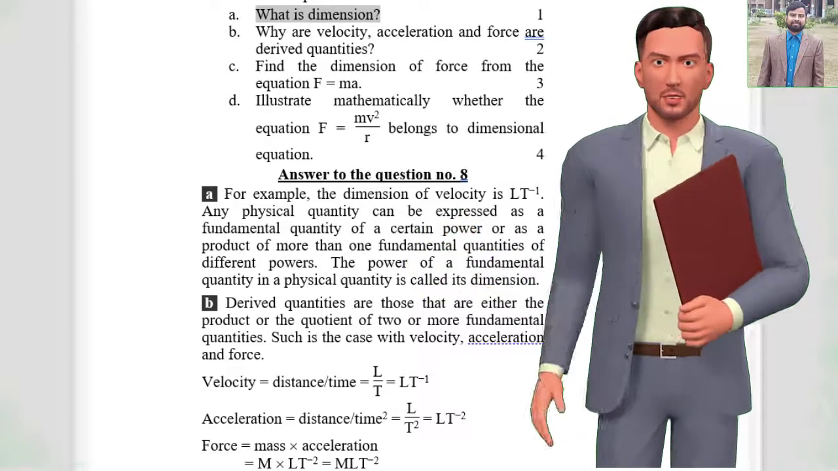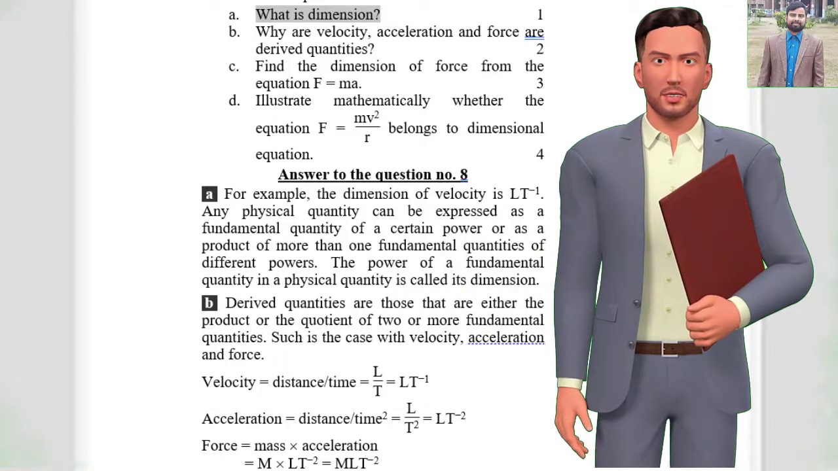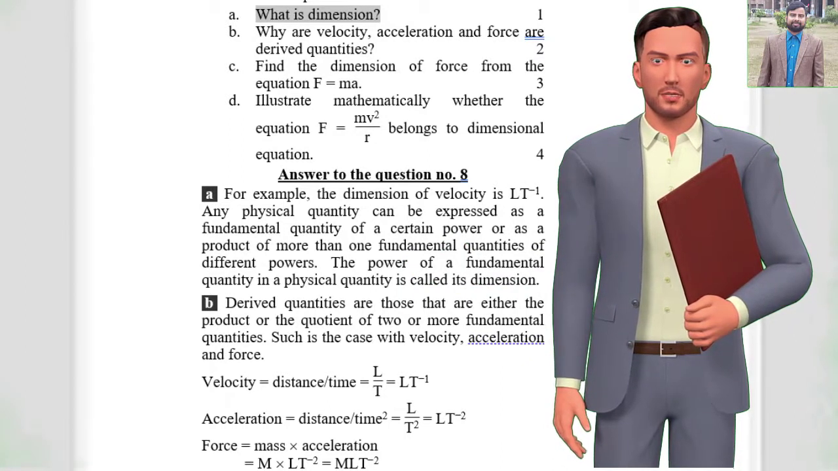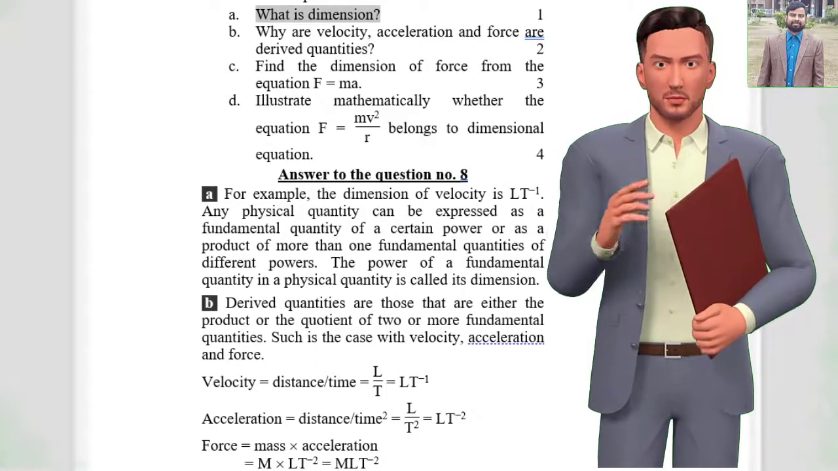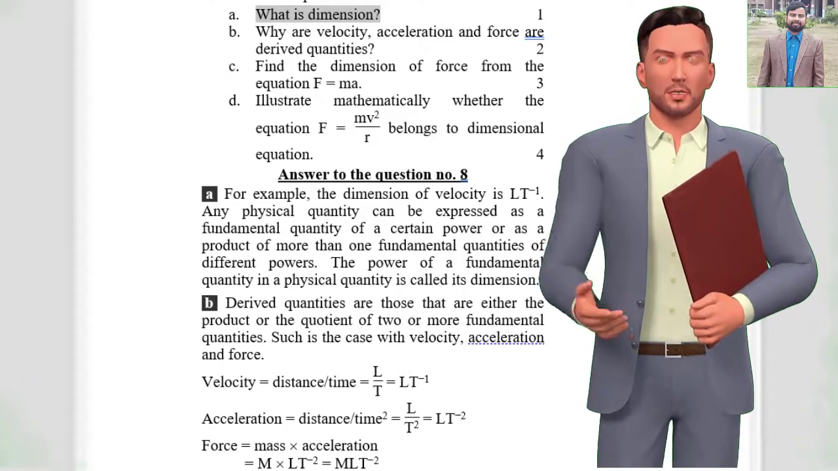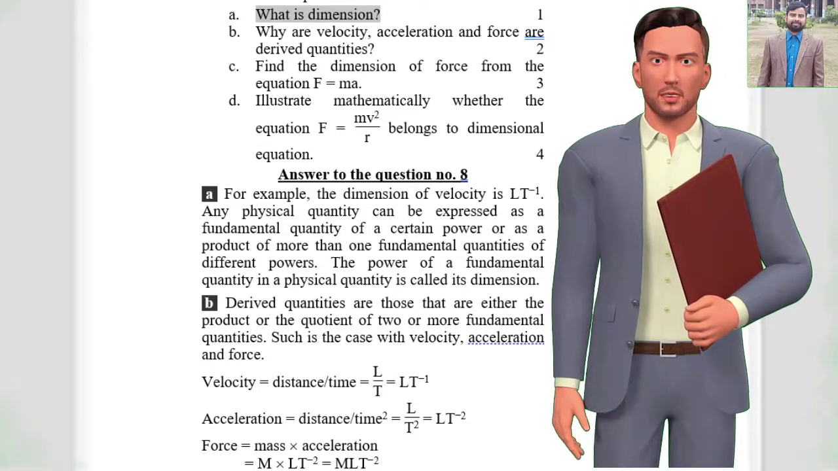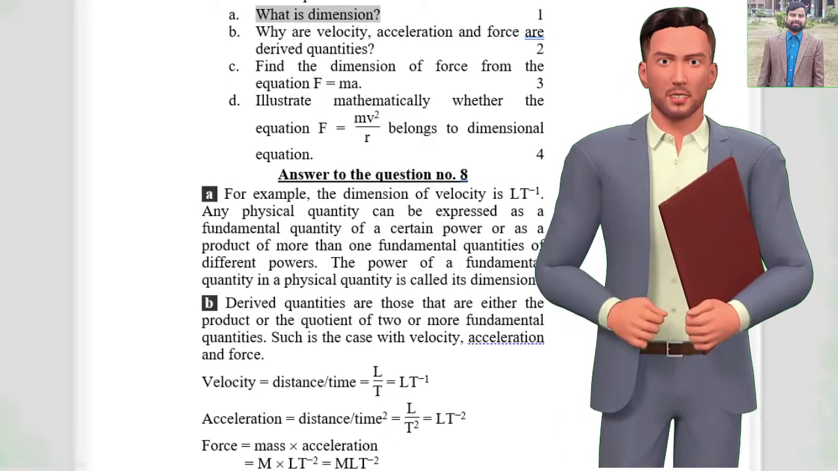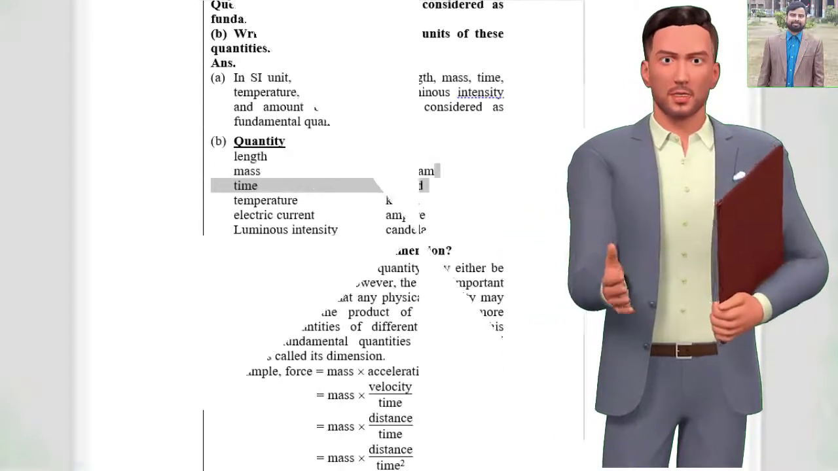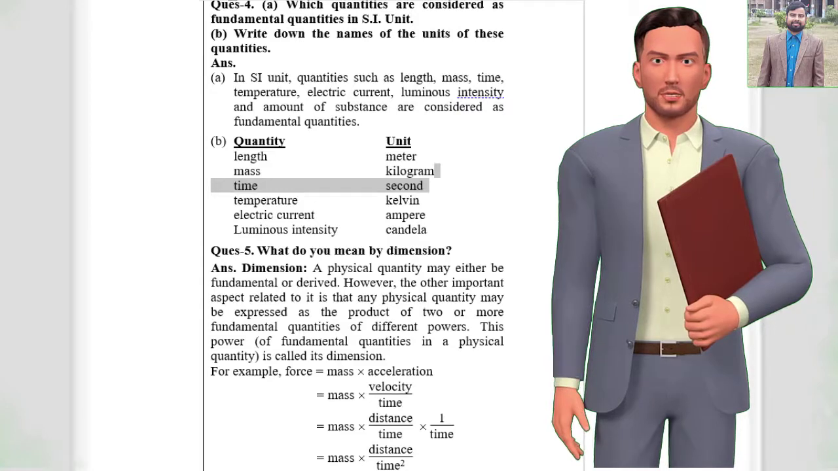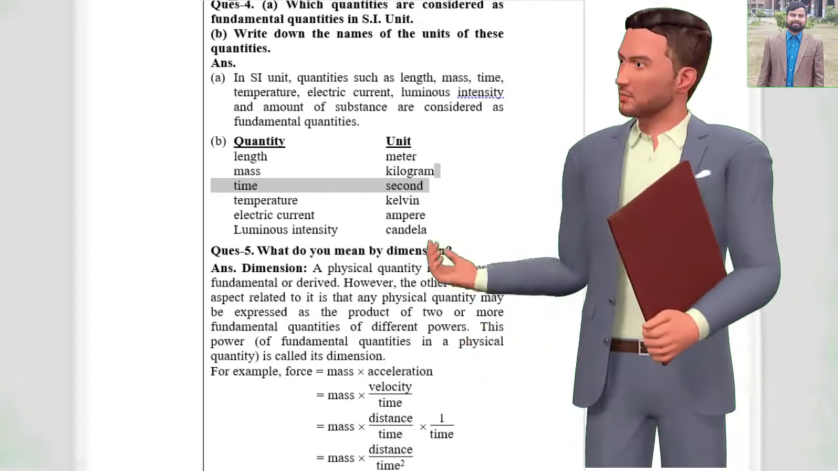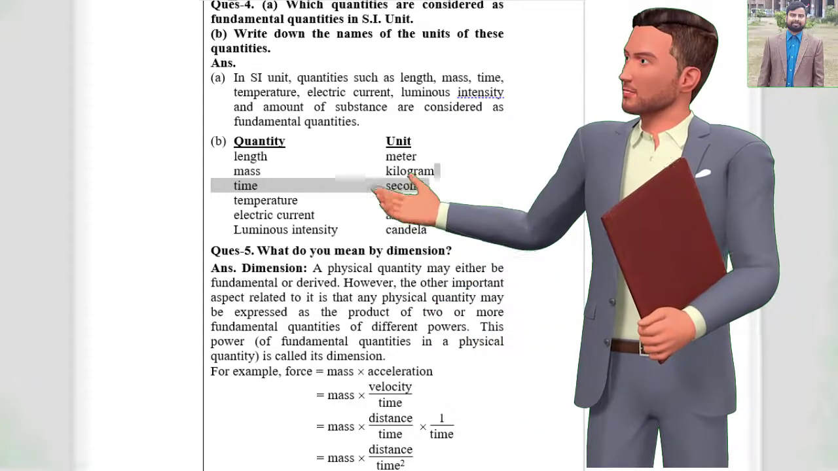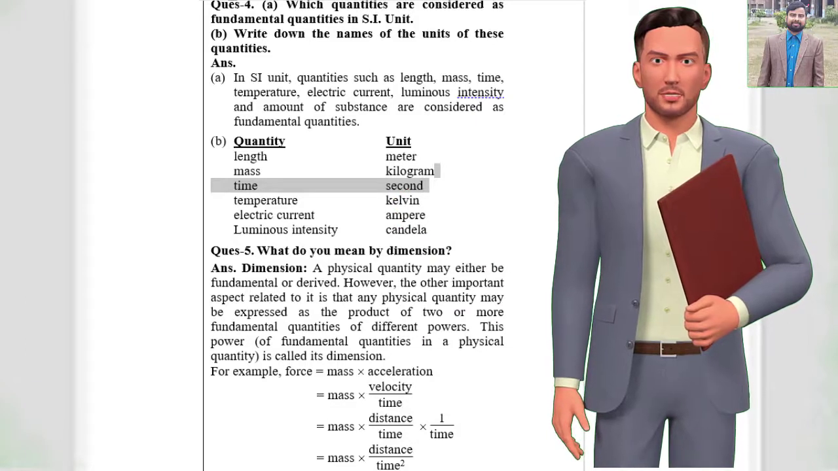Which quantities are considered as fundamental quantities in SI unit? B. Write down the names of the units of these quantities. ANS. In SI unit, quantities such as length, mass, time, temperature, electric current, luminous intensity, and amount of substance are considered as fundamental quantities. B. Quantity, unit: length, meter; mass, kilogram; time, second; temperature, Kelvin; electric current, ampere; luminous intensity, candela.